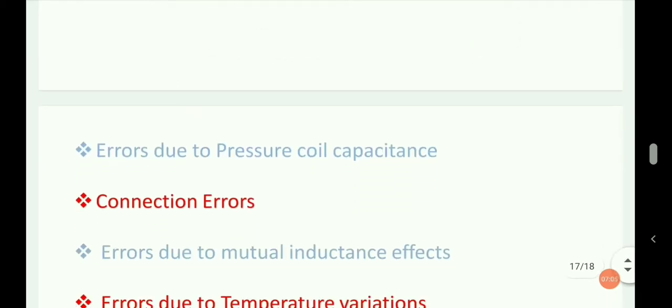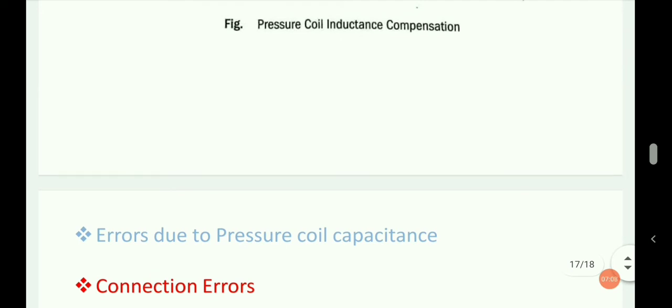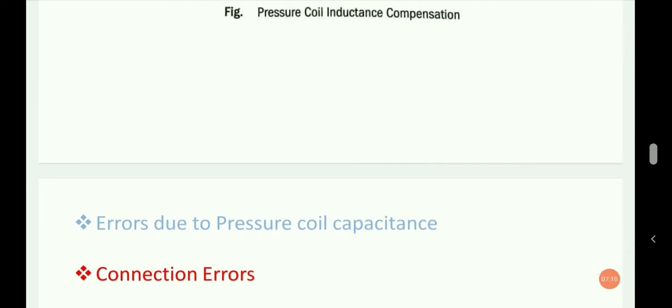Now next, error due to pressure coil capacitance. The pressure coil may have some capacitance due to inter-turn capacitance of series resistance. This capacitance results in some error in wattmeter measurement. The effects generated by the pressure coil capacitance are opposite to those generated by the pressure coil inductance. Hence, for leading power factor of the load, the wattmeter will read high.